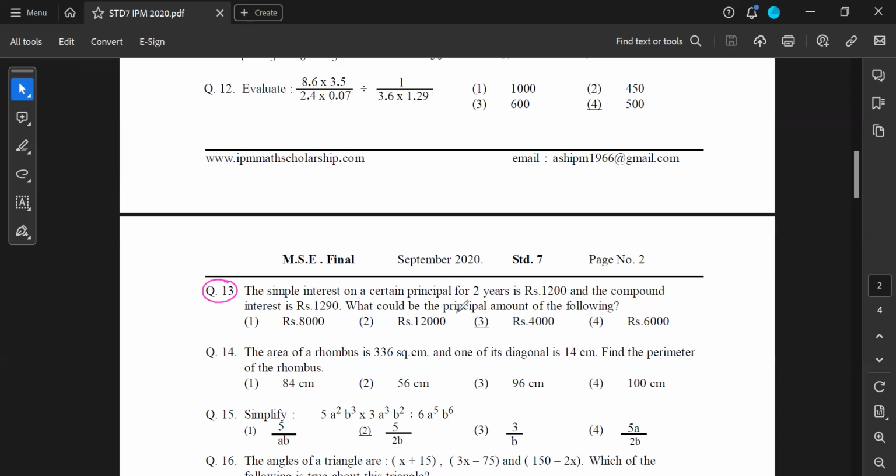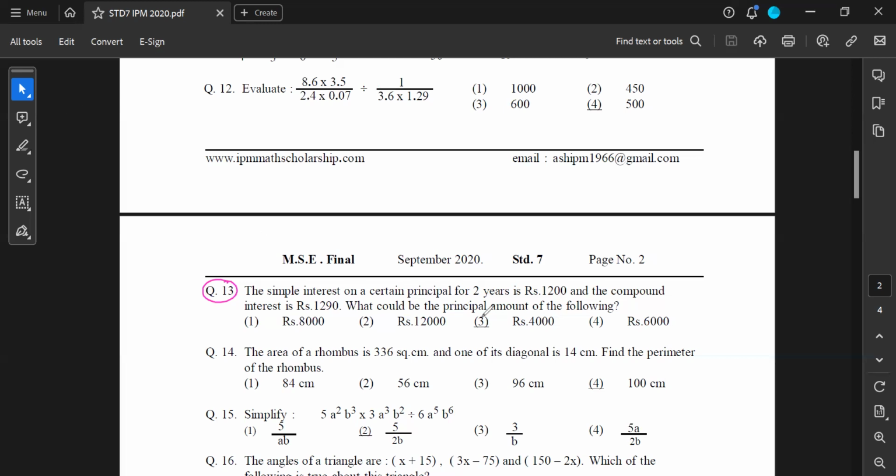Simple interest on a certain principal for 2 years is 1200. The compound interest is 1290. What could be the principal amount of the following? So since they have given simple interest, rate of interest, the simple interest is given PR. Compound interest we have to find.